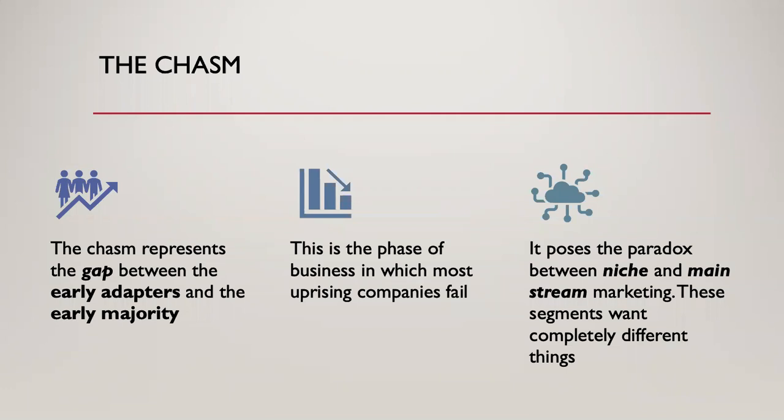And again, this is the whole point of the book, Crossing the Chasm. The chasm represents the gap between early adopters and the majority. But this is the phase where most businesses and up-and-coming companies fail. That's important to realize. But why is that? Because this right here is the paradox between a niche market and a mainstream market. These markets want something completely different.